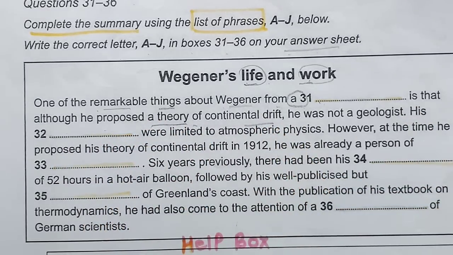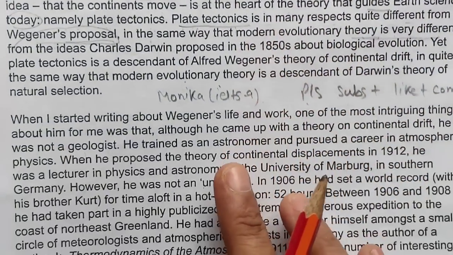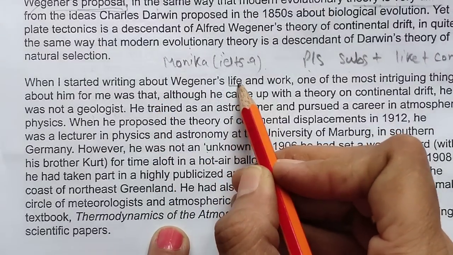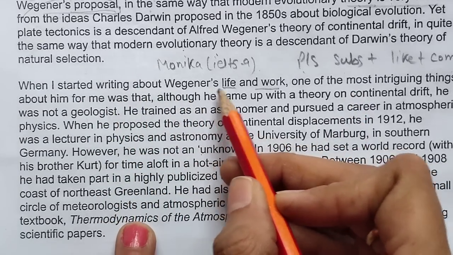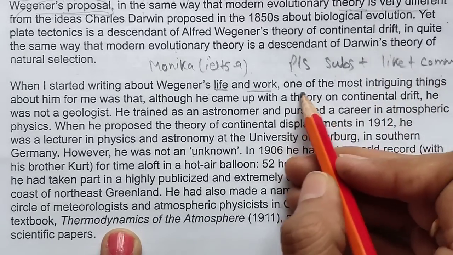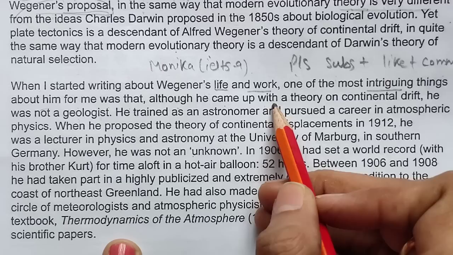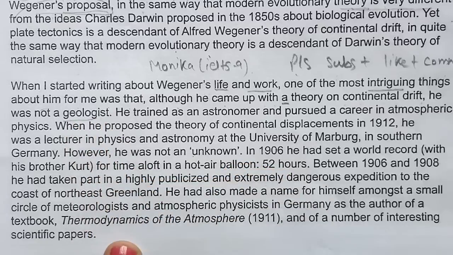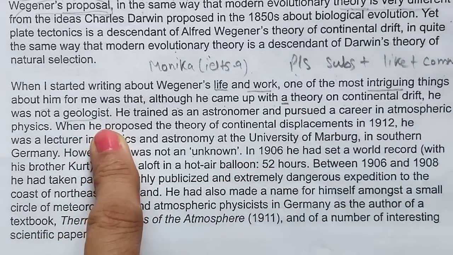So I will show you. First paragraph we have done, second paragraph we have done, now I will be looking at the third paragraph. Yes, you can see this word in the third paragraph, the first line is saying, when I started writing about Wagner's life and work, you have to subscribe and like my channel. Okay, one of the most intriguing things about him for me was that although he came up with a theory on continental drift, he was not a geologist. A word we have got twice in this sentence, but let's read the statement again.